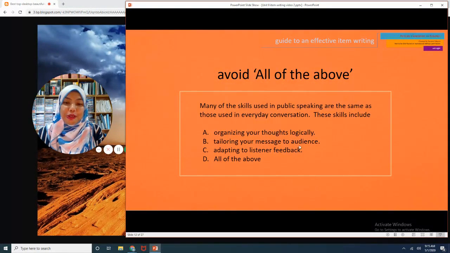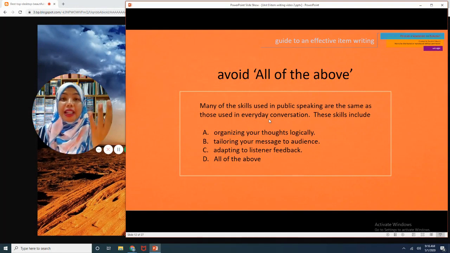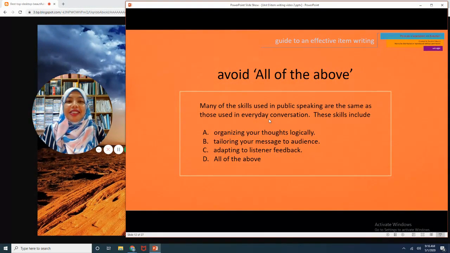So with all of the above as the correct answer for your multiple choice, students only need to locate two correct options. Okay. Students only need to locate two correct options to know that the answer is all of the above. Hence, they don't even have to be bothered with the last option that they have there. So there's always a danger of you measuring partial knowledge.